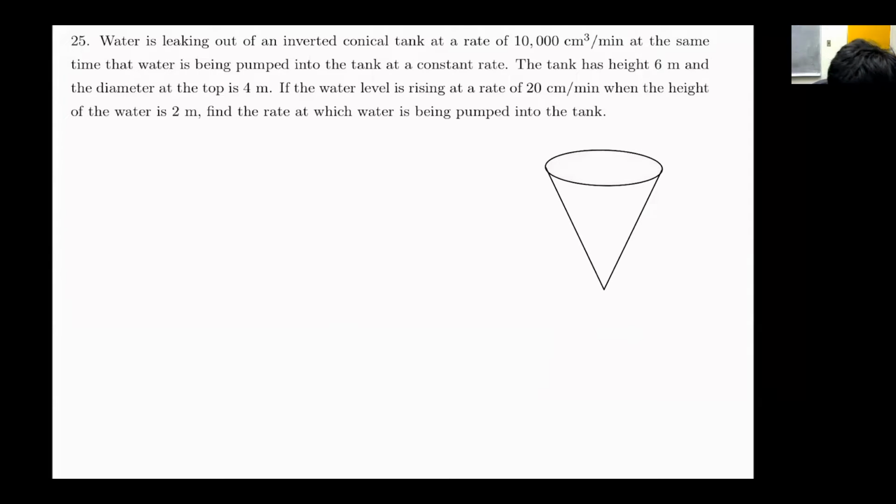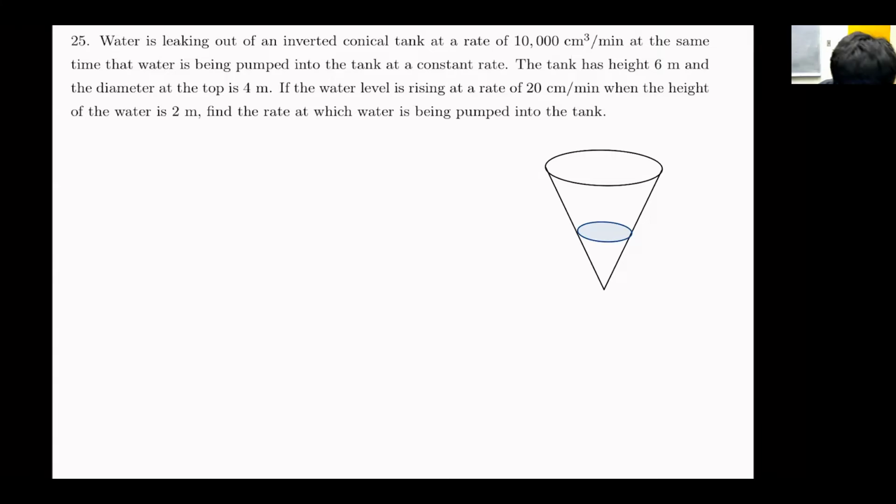And now we know that there's water inside. So let me use blue to mark that the water is inside. Okay, so this is actually water inside. Okay, so this is my inverted conical tank.